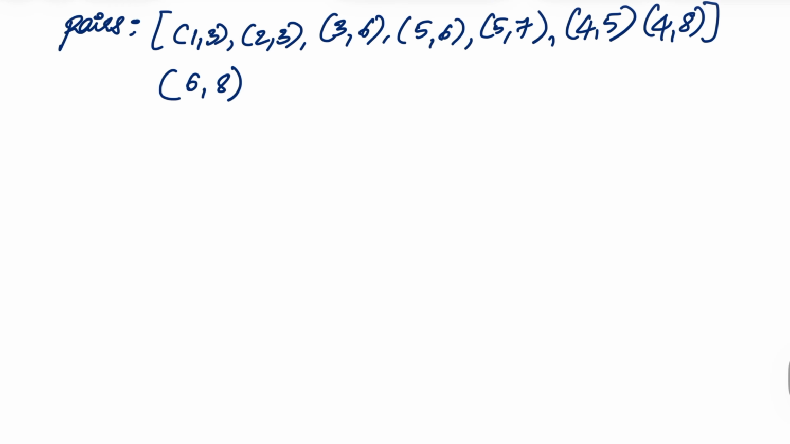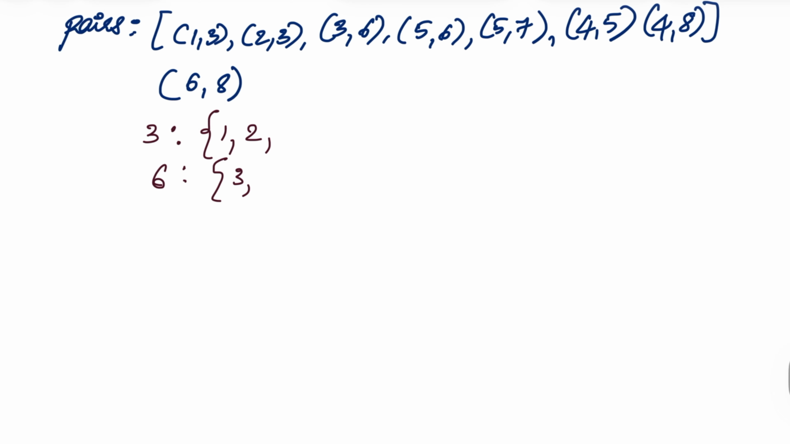So now let's start building the child parent nodes map. Okay, so let's start from the first pair. So we have 1 comma 3 where 1 is the parent of 3. So 3 is the child and 1 is the parent. Next we have 2 comma 3. 2 is the parent of 3. Next, 3 comma 6. 3 is the parent of 6. 6 is the child, 3 is the parent.